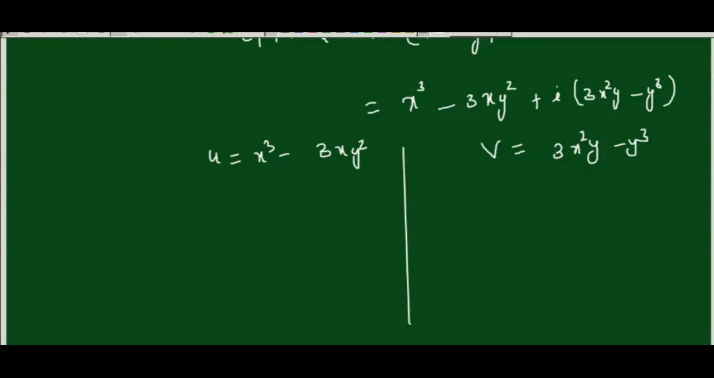So again, the same thing we did in the previous problem, I'm going to do here. We can rewrite x cube minus 3xy square is equal to u, which is C1. Similarly here, 3x square y minus y cube is equal to v, which is C2.